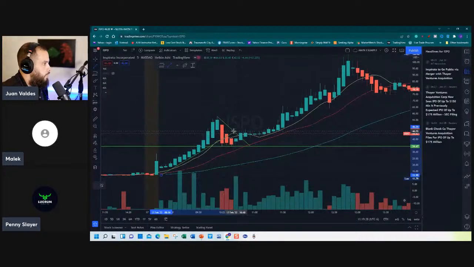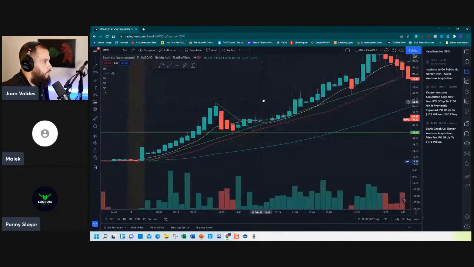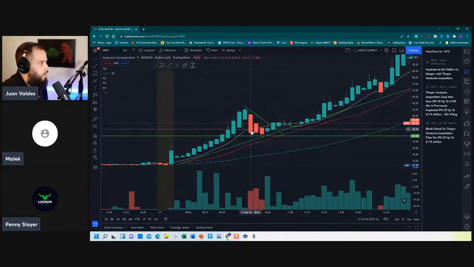Drag it all the way to the right, all the way to that one red candle. Yeah, like that. Yeah, that's fine. Okay, you see? Now you guys see the squeeze that's happening? Yeah, look right here, right?